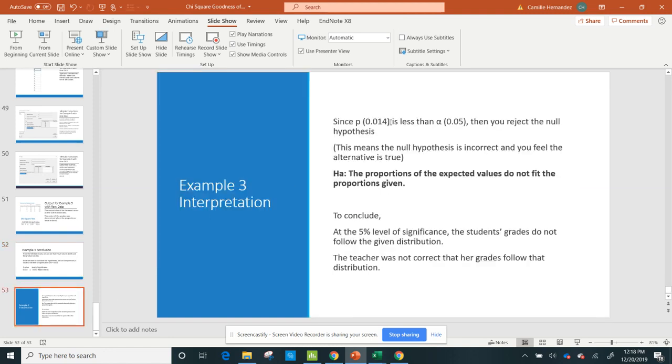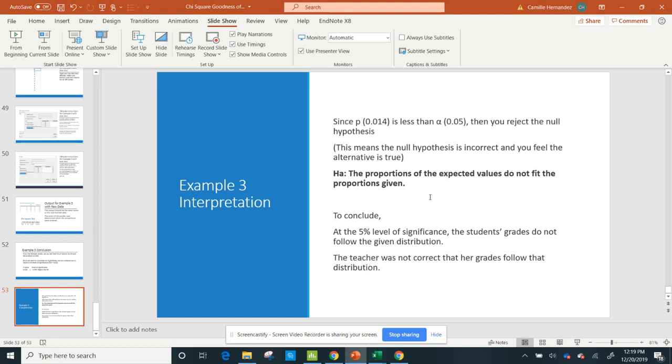So if I keep going, again, I rejected the null. So that means my null is not correct. So I feel like my alternative is true. So what does that mean? The proportions of the expected values don't fit what the proportions were given. What does that mean? So the teacher was unfortunately incorrect. Even though she had a hunch and the grades kind of looked that way, they didn't follow the distribution. But with this test, you cannot say which were the differences. You can speculate, but there's other tests that we run that we're not covering in this class that could show you, oh, here's the differences.